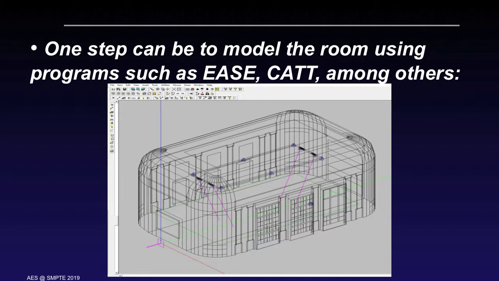Okay, well, one step in the design is that you can model the room using any one of the commercially available acoustic and electroacoustic modeling programs, such as EaseCAD, among others. Okay, now this is a model not necessarily for a purpose-built space. Many times we're asked, oh, we want to show movies in this space, and it's not built for that. So here's an example of a room where that was asked to be done.